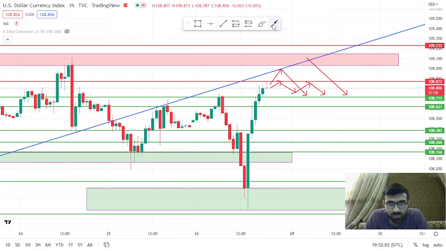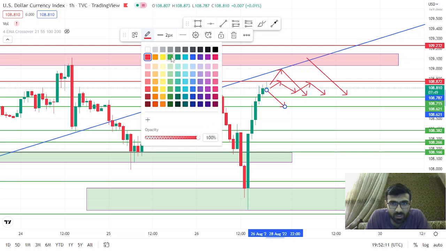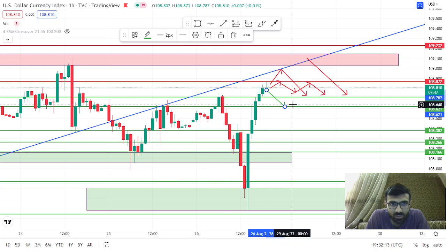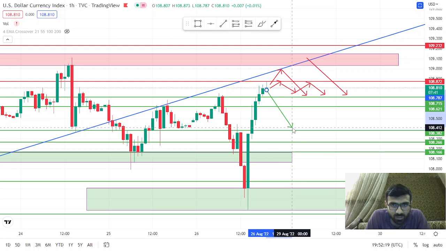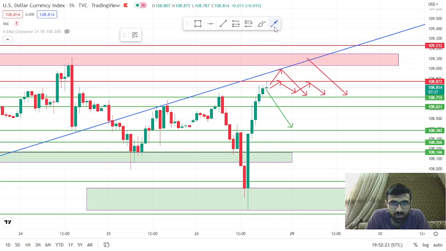In order to buy, this level has to be tested again, and if from this level the market gives us a good buying area, would rather be not this area, this would be our area of interest to buy. So we have to wait for a little while. If this area is tested, then maybe we could go long from here.